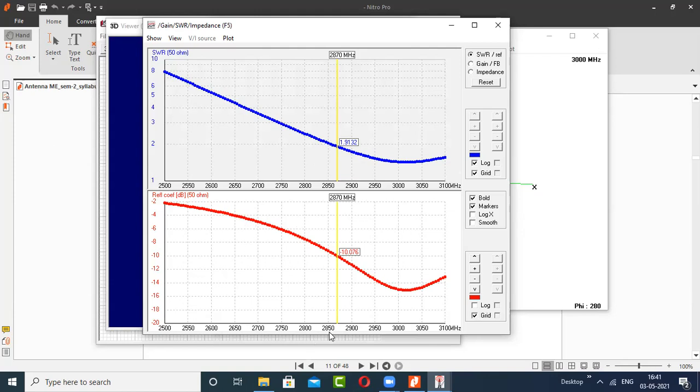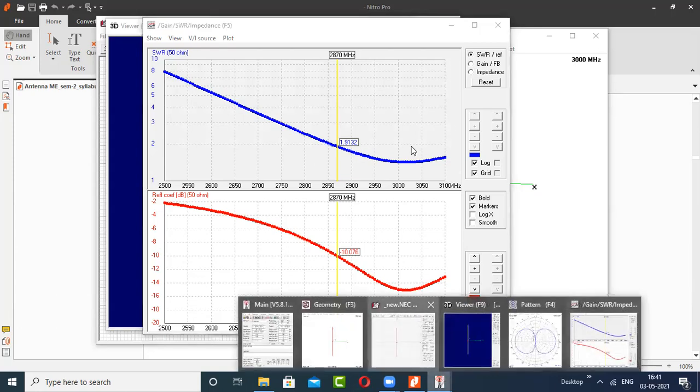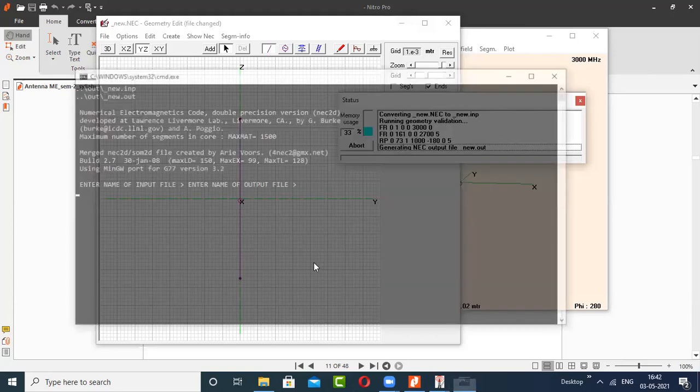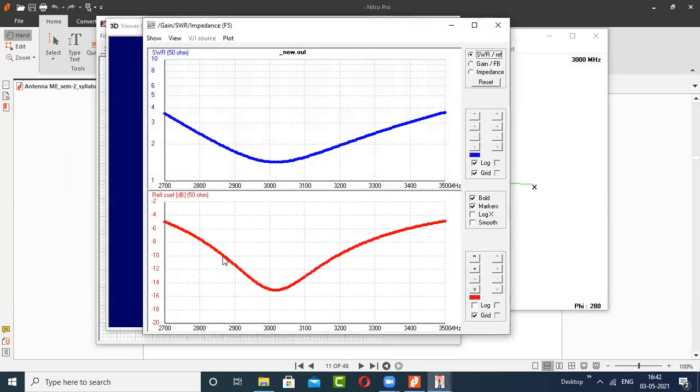So it's better that we change the range of frequency for which we are simulating this antenna. I will make it 2700, and this I will make 3500, and simulate it. Now this frequency response, which is the minus 10 dB line, is ranging from 2.87 gigahertz to 3.19.